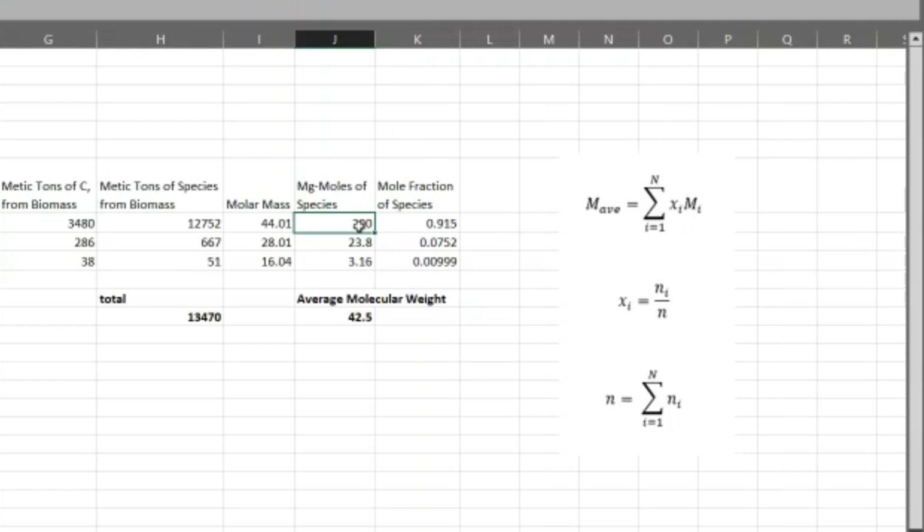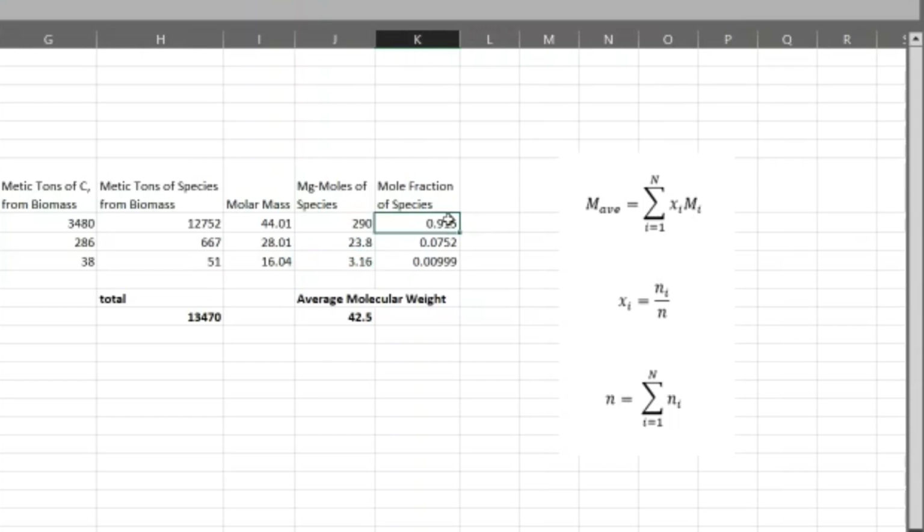In order to calculate the number of moles of each species, you take the metric tons of the species from biomass and you divide it by the molar mass. Now this is the number of moles of carbon dioxide resulting from the burning of biomass. And you do the same for each species.